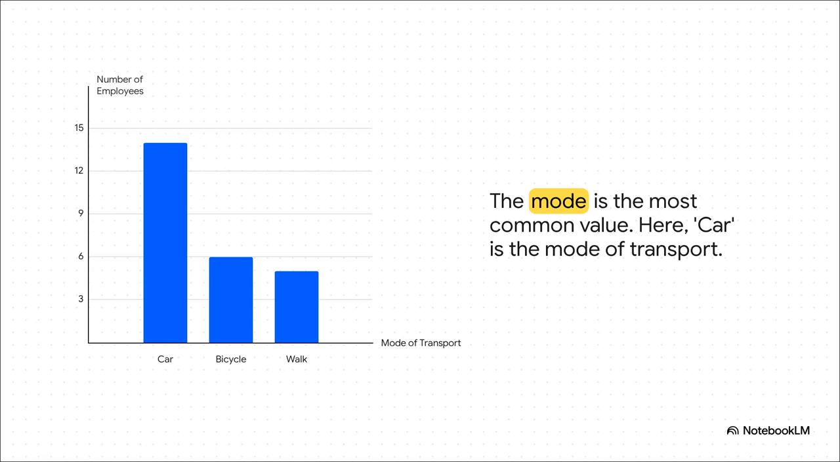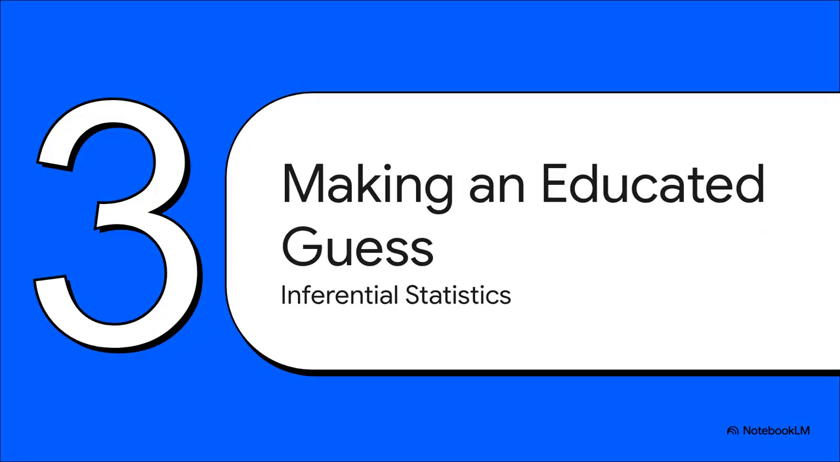Car is the mode of transport here, simply because it's the most common answer. See, that's descriptive statistics in a nutshell. Okay, so that's all about describing the data we actually have. But what about all the people we didn't survey? This is where we make that big leap into inferential statistics, using a small group to understand a massive one.